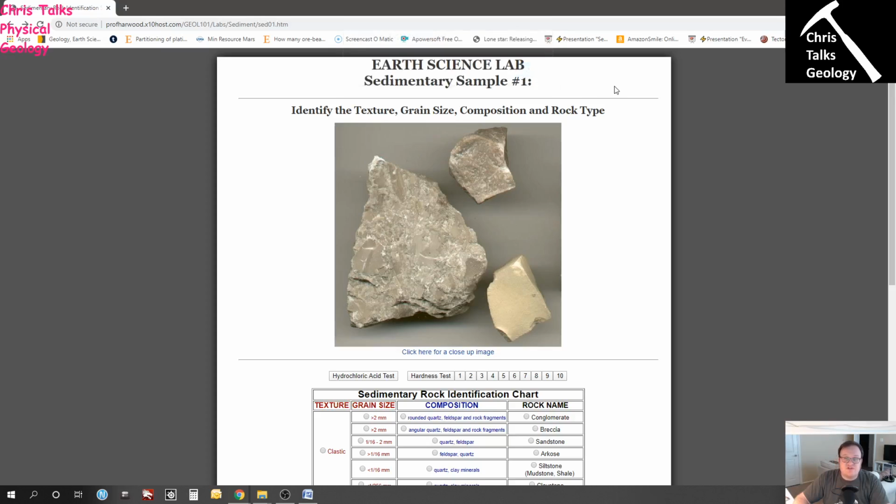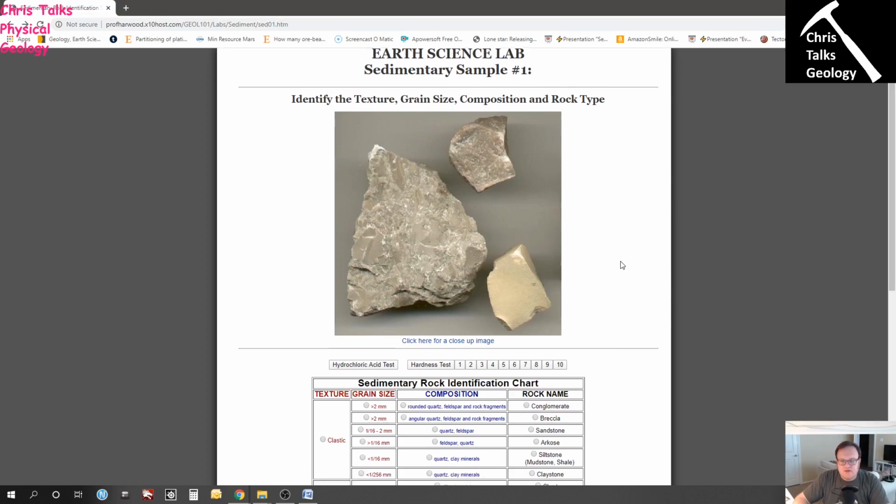Well, we just discussed this a second ago. Calcite will react with room temperature acid, dolomite will not. The acid test that they use for this particular website is room temperature acid. So that means chances are this rock is made up of calcite.